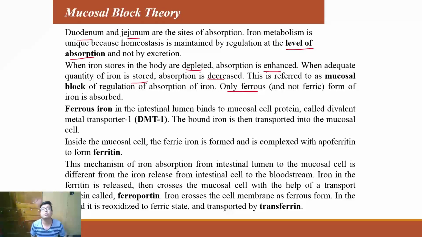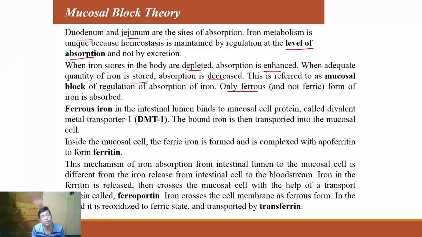This is the mucosal block theory. Now we come to the mechanism of mucosal block theory. What is the exact mechanism of iron absorption? I will be going back and forth between the next slide and this slide, so that it will be easier for you to visualize.